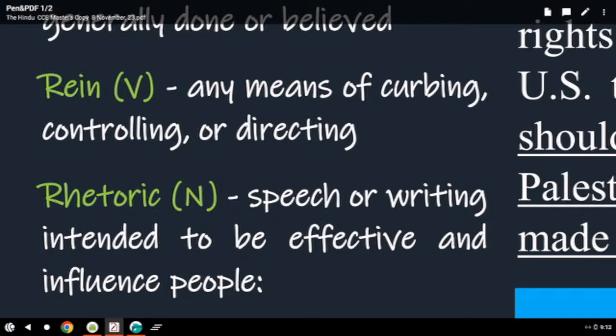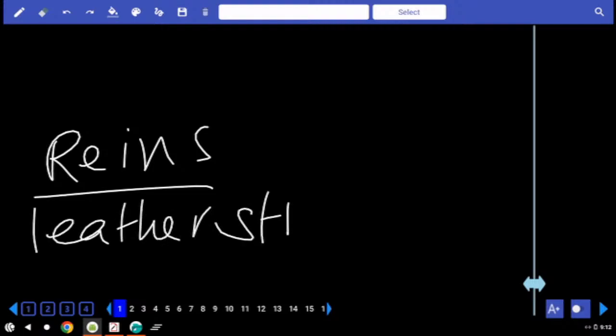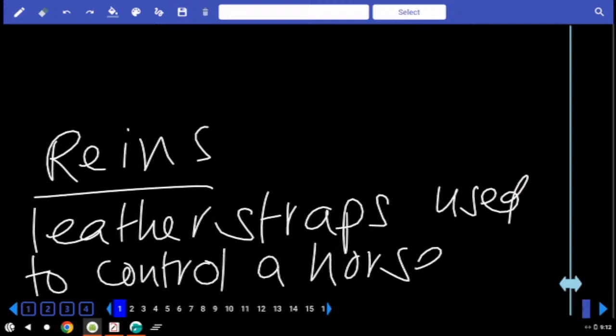Rein has two different meanings. It can be a noun, it can be a verb. Please add the part of speech noun. As a verb, any means of curbing, controlling, or directing. Underline the word controlling. Then you may ask, sir, as a noun, what does it mean? And as a noun, it is used in the plural form. Write the plural form, reins. Reins means leather straps used to control a horse. You must have seen movies outside also. How do you control a horse? Using the leather straps. And those leather straps are called reins. Have you got the meaning?